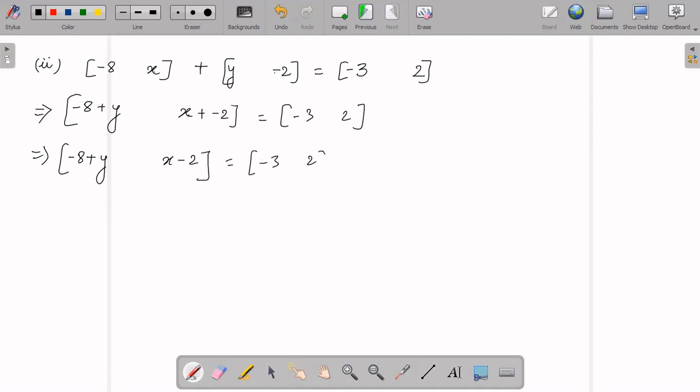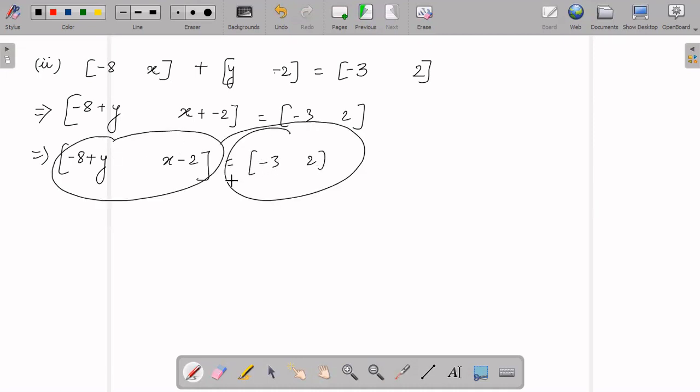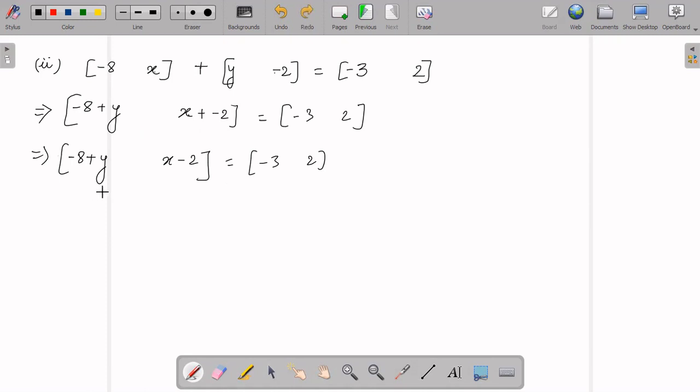Now you see two matrices, this one and this one are equal. So we can equate the corresponding elements. Hence, minus 8 plus y is equal to minus 3. This is equal to this. So y is equal to minus 3 plus 8. This minus 8 goes and it becomes plus 8. So hence it is 5.